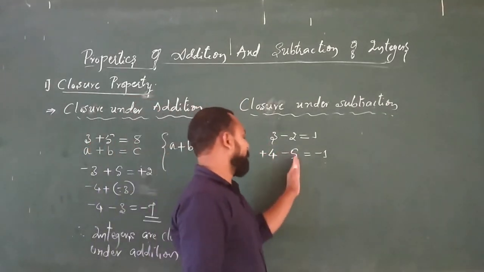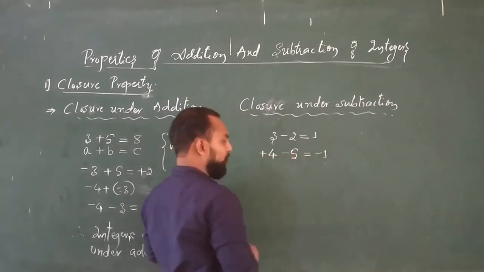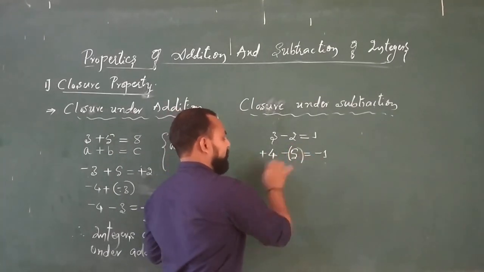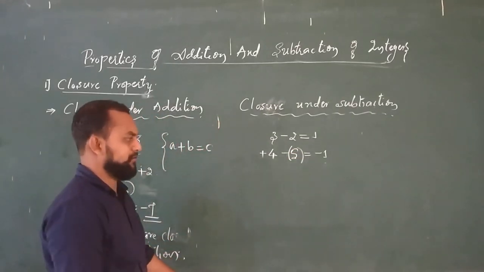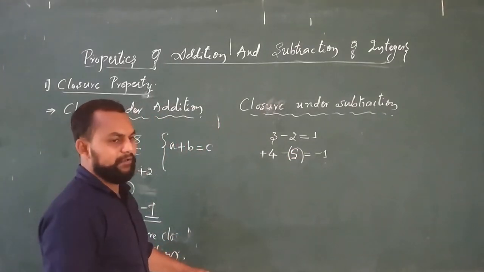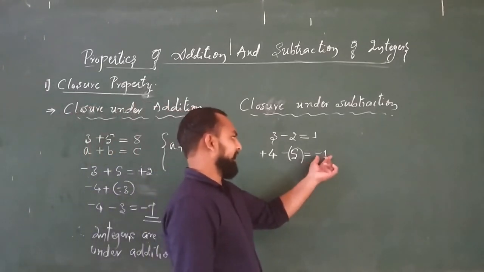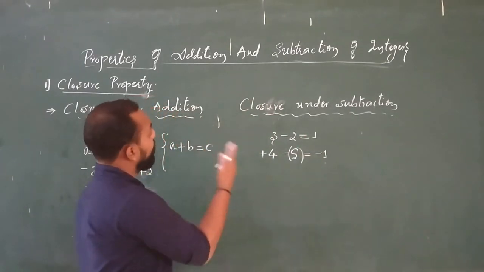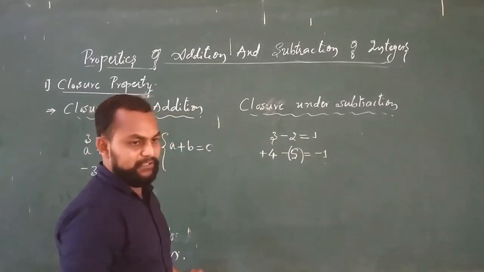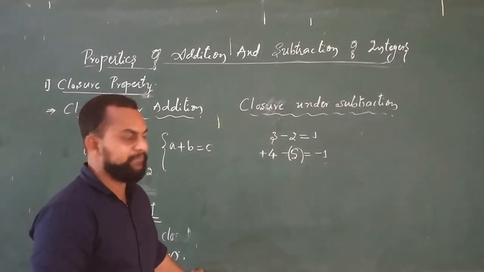Here 5 and 4 are whole numbers. The difference of two whole numbers does not always give a whole number. Here minus 1 is an integer. So the whole numbers are not closed under subtraction.